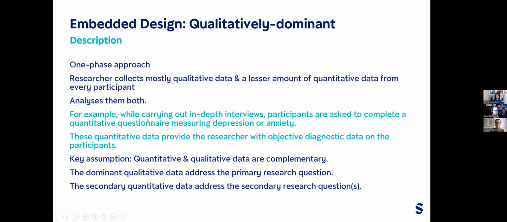So an example of a qualitatively dominant embedded design is where, for example, we would be carrying out in-depth interviews of some doctoral students, and the participants would be asked to complete a quantitative questionnaire, perhaps measuring depression or anxiety. And these quantitative data would provide the researcher with objective diagnostic data on the participants, and that would support the entire piece of research.